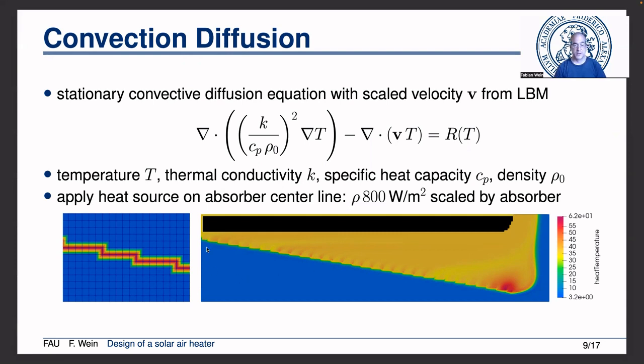Here we see that we have on the inlet cold air, and when the air is enforced to pass through the absorber, it takes the heat from the absorber and transports it to the outflow. Here we have a little bit of a shadow where not that much flow is going through the absorber. This makes the absorber hotter.